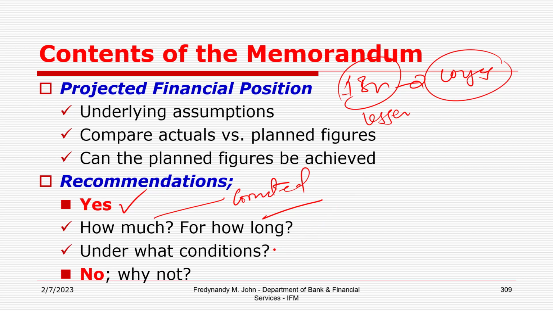Again, if we are to grant the request, under what conditions? Under what conditions do you need to propose? So here again, we come to the need of what? The need of covenants. Terms. What should be the terms?